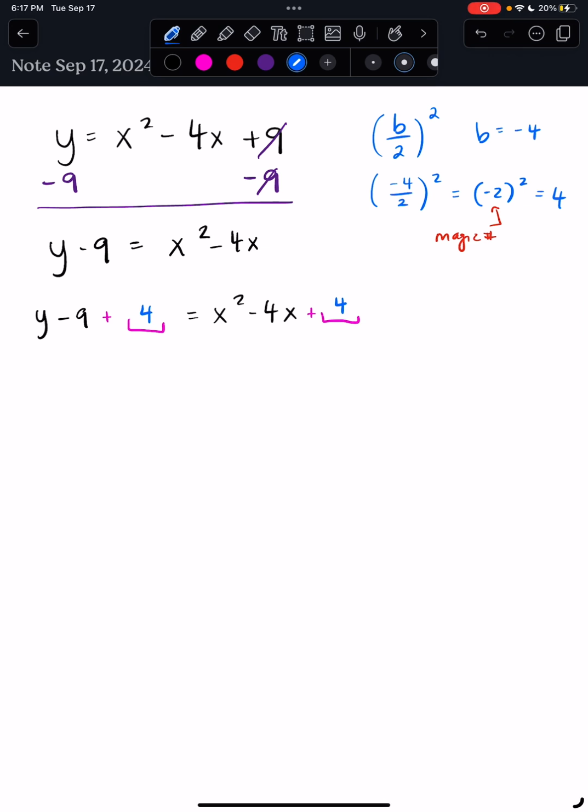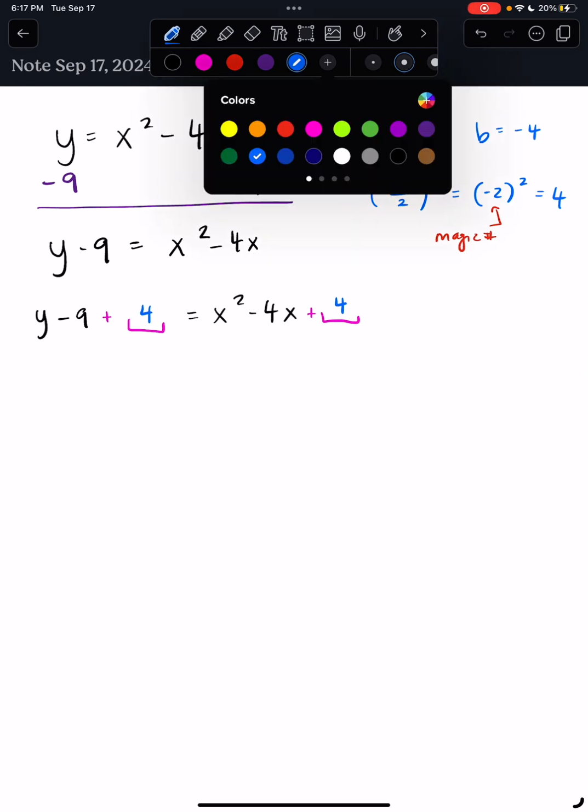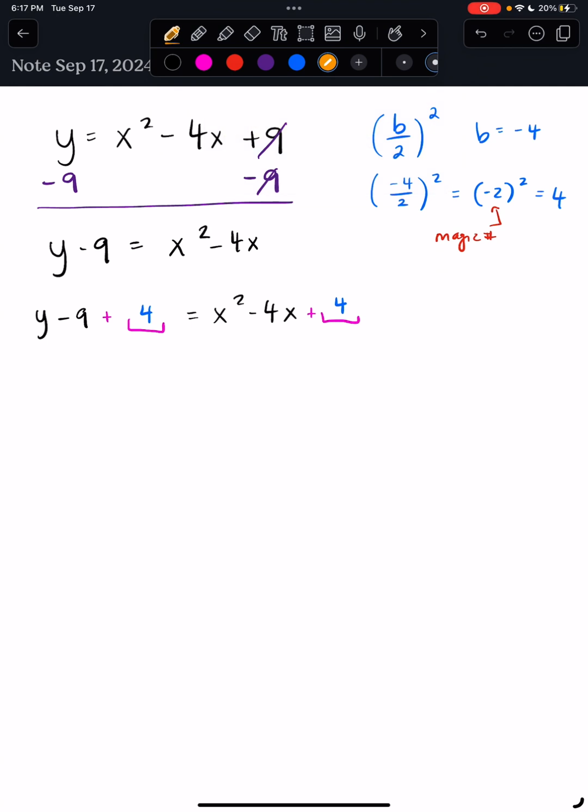So let's talk about why we added 4 and what our new trinomial on the right-hand side can be transformed to. Another way we talked about thinking about this is by using the box method. I'm going to take a moment to talk about how, when we're completing the square, we can also think about it using the box method. On top of this, I'm going to write where we started. We really started with x squared minus 4x.